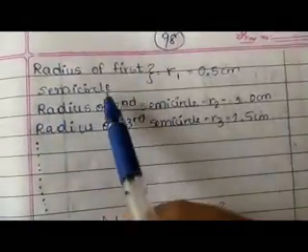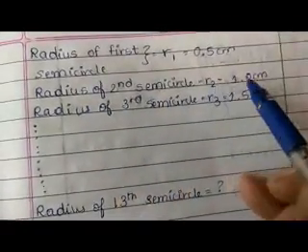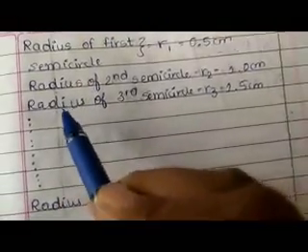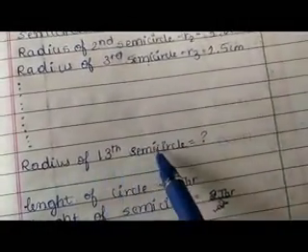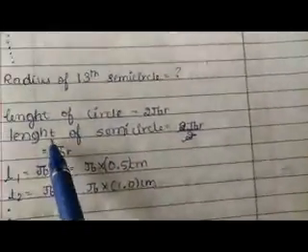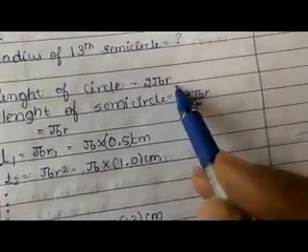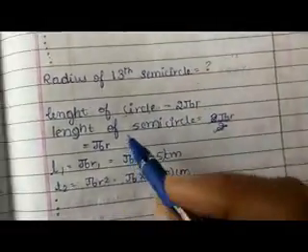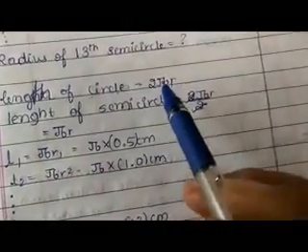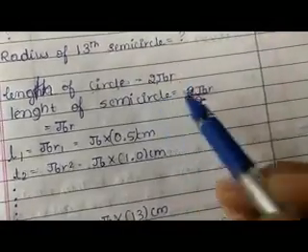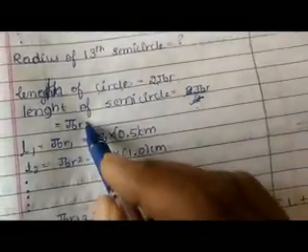What is the radius of the first semicircle? R1 is equal to 0.5 centimeter. Radius of second semicircle R2 is equal to 1.0 centimeter. Radius of third semicircle is 1.5, fourth is 2.0 and so on. And radius of the 13th semicircle. Now we go for length. Length means circumference. Circumference means 2 pi r. You know the circumference of the circle is 2 pi r. So the length of the semicircle: circle is 2 pi r, semi means half of that. Therefore 2 pi r by 2. 2 and 2 will get cancelled. Therefore you will get pi r.